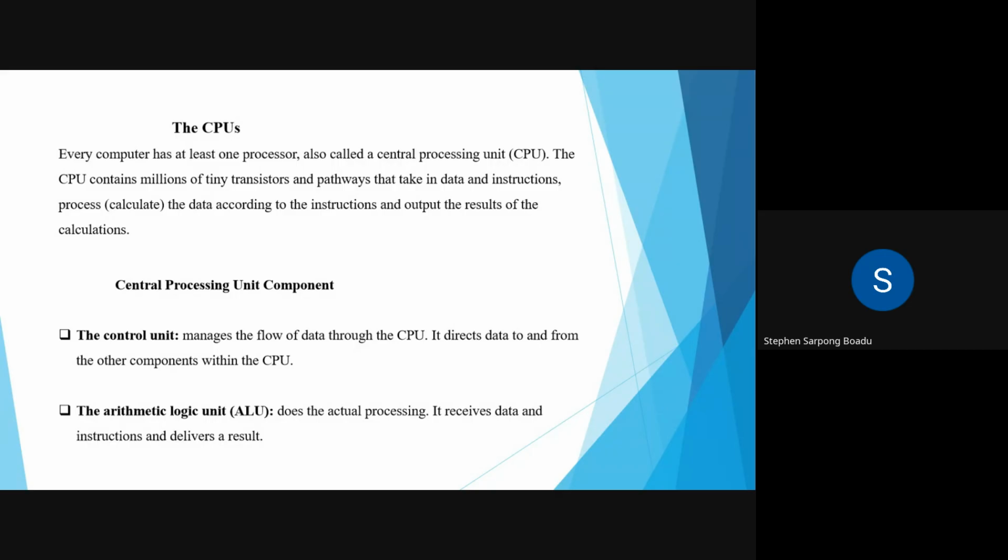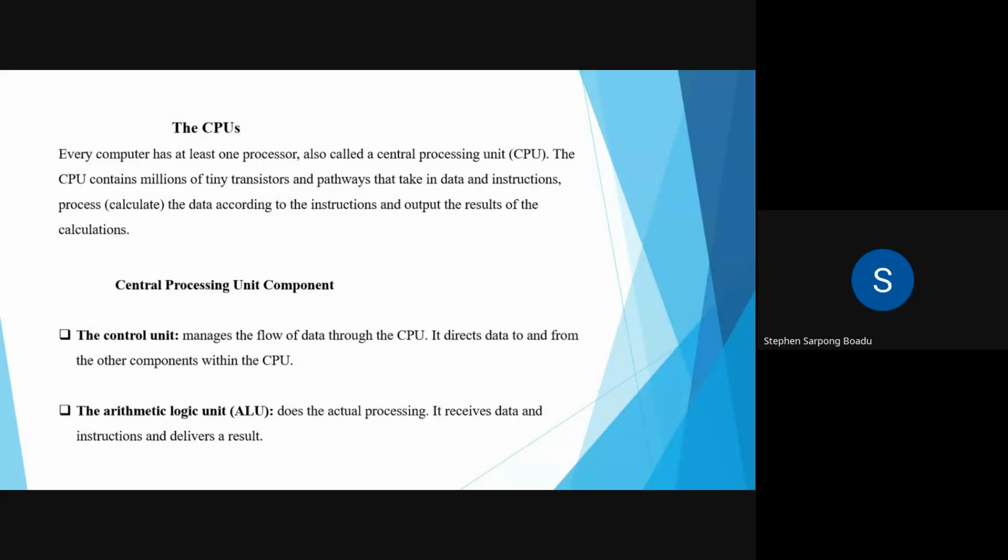So we will move on to the components of the CPU, the central processing unit. We have the control unit. The control unit manages the flow of data through the CPU. It acts like a traffic controller. It directs data to the other components of the CPU, like the ALU, the registers and memory. So it manages and directs the flow of data and instructions within the CPU.